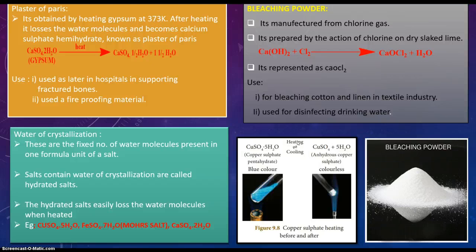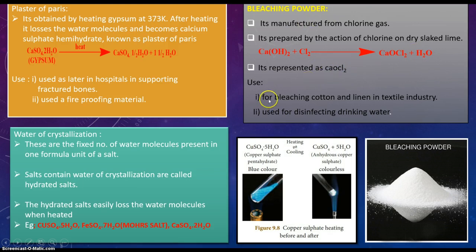Now we are moving to the next compound, which is bleaching powder. It is mainly manufactured from chlorine gas. It is prepared by the action of chlorine on dry slaked lime. Calcium hydroxide is called slaked lime, and if we pass chlorine over it, then we get CaOCl2, bleaching powder, with the liberation of water. CaOCl2 is the formula of bleaching powder.